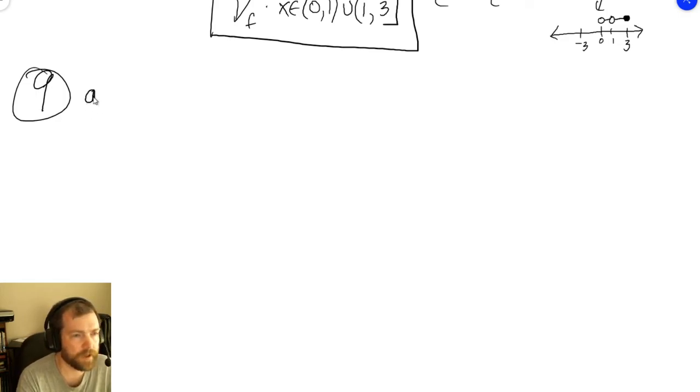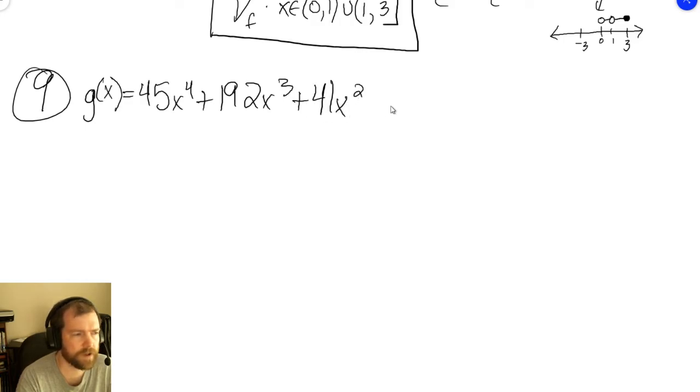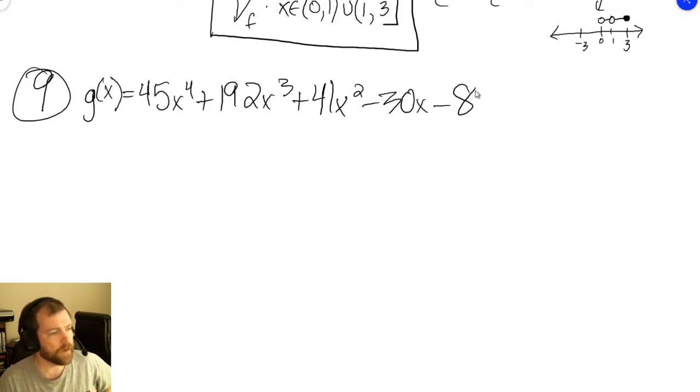All right, number 9. G of x is equal to 45x to the fourth plus 192x cubed plus 41x squared minus 30x minus 8. All right, this is find all zeros of this function by hand. So in terms of by hand, what I did in my class was that I am allowing them to use their graphing calculators to estimate where the zeros are, where they think the zeros are. They then must prove that those are zeros by way of factorization.